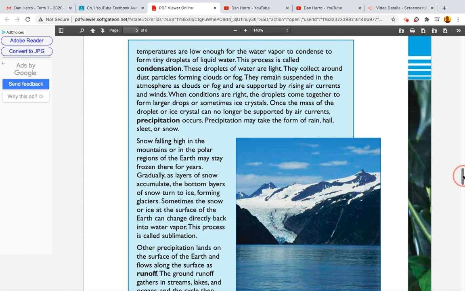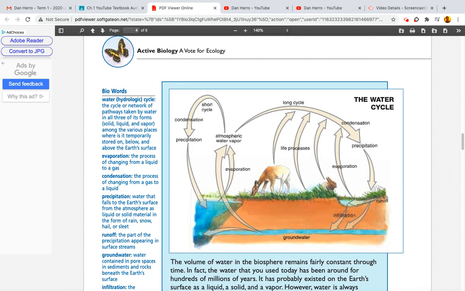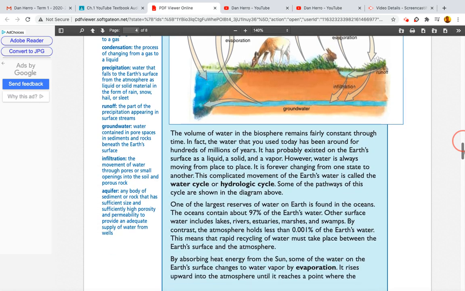Okay, let me scroll back up. So they're saying precipitation, rain, hail, sleet, or snow. All right, because I just said rain and snow, but they were right. Okay.